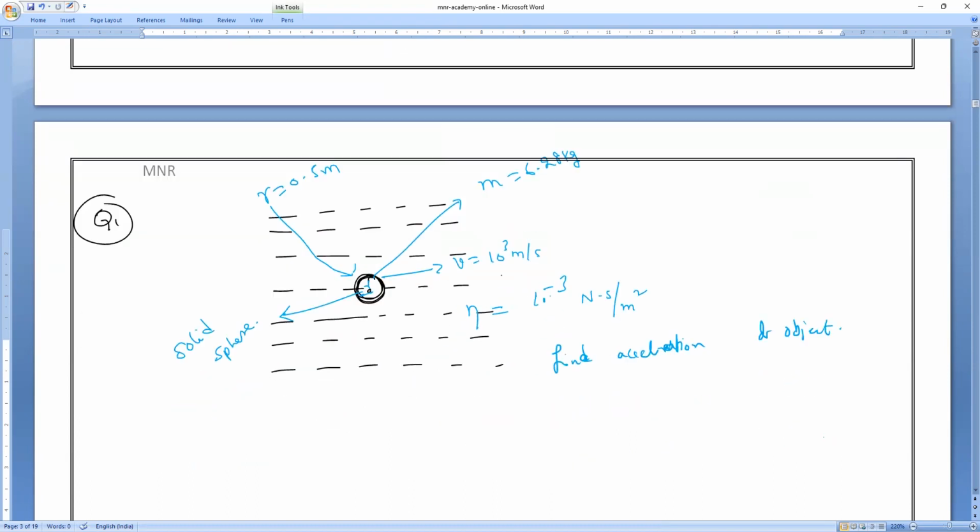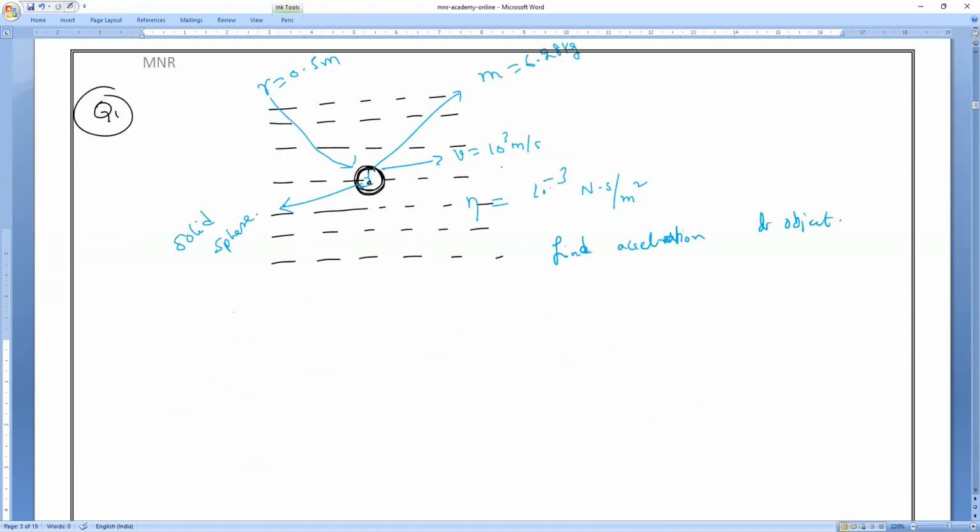Find the acceleration of the object. Option A, 0.5 meter per second square. Option B, 1.5 meter per second square. Option C, 2 meter per second square. Option D, 3 meter per second square.